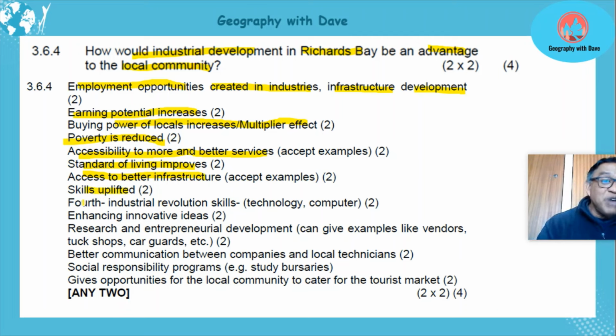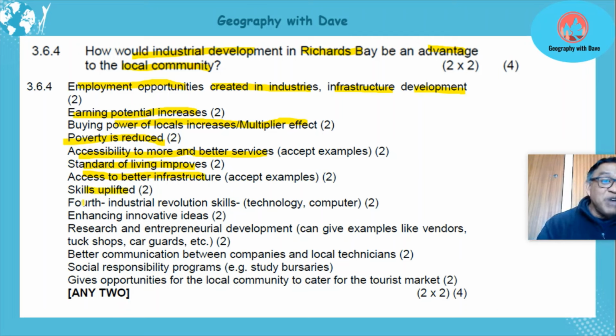Like vendors coming up, tuck shop owners, car guards. As more and more people come in, all these people start getting employment in these different things, entrepreneurial skills, where you look at the demand for a business, and you get involved. Better communication between companies and local technicians, all right, will happen in the area.